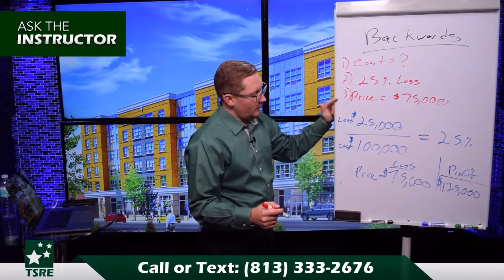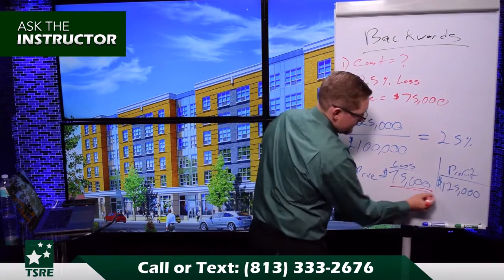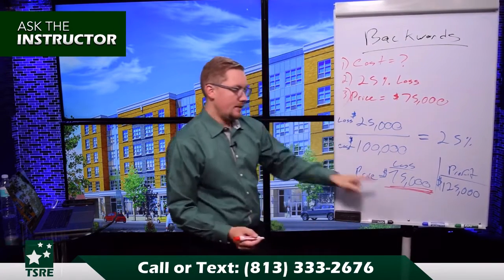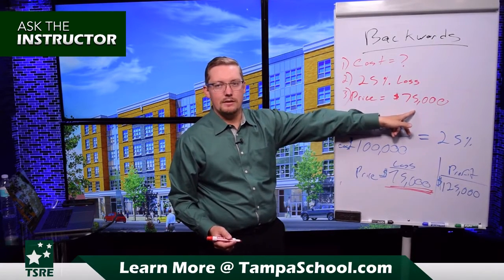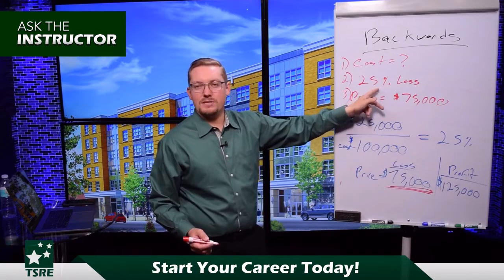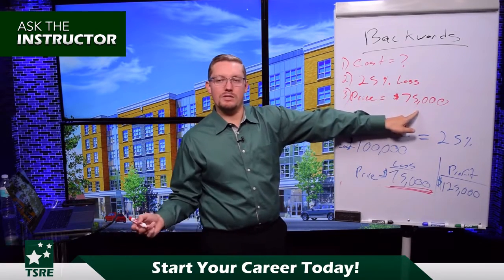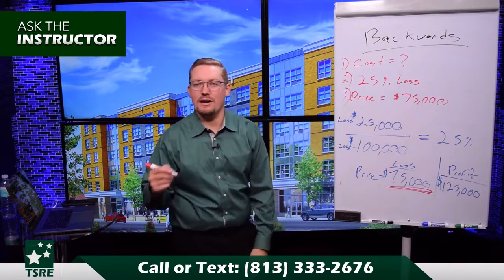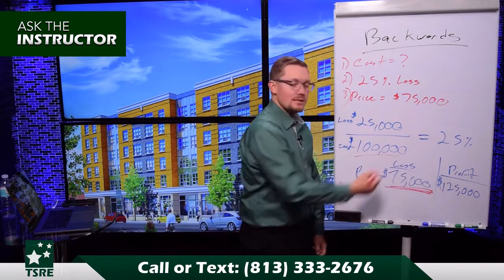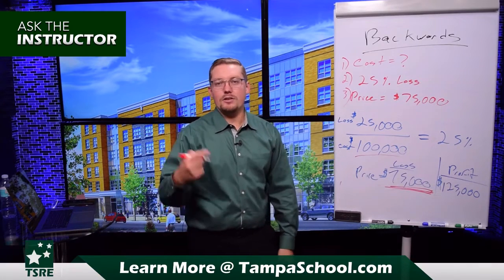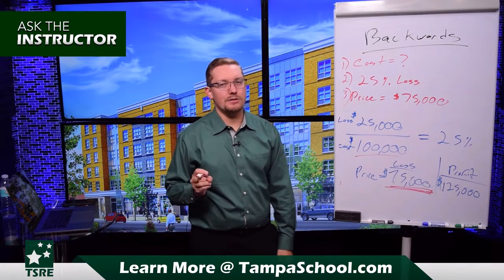So going off of this one here, this is the price that we were just talking about, that we had sold it for $75,000. But our 25% loss isn't 25% of what we sold it for, it's 25% of our initial investment. Now, being that we just went through that, the number here is going to be $100,000. But now the question is, how do we find that $100,000?